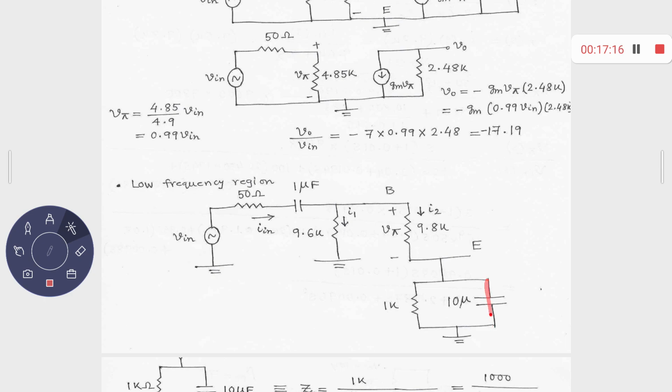Now you have this capacitor present, and accordingly, if you calculate V pi upon V in, that particular thing is now a function of frequency. It is no longer independent of frequency. As of now, you have seen V pi upon V in is equal to 0.99. It's not a function of frequency in the mid-band region. It's constant. But now we have these capacitors, at least two capacitors, this capacitor CC, this capacitor CE. So V pi upon V in will become a function of S, right? And accordingly, a function of frequency. So we have to do that. The calculation is a little bit tedious.